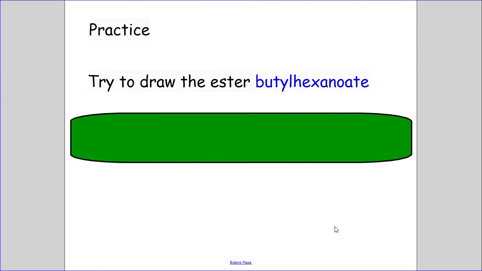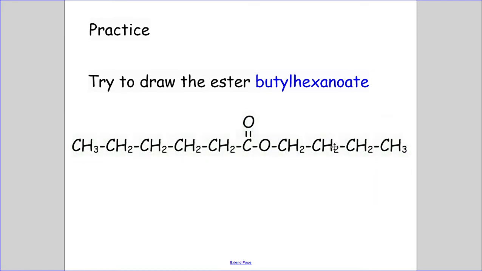So again, pause the video, try to draw this out. Butyl hexanoate. See if you can draw that out and then come back when you're ready. All right, so hexanoate, it's our parent chain, so 6 carbons off the carbonyl compound. Butyl gives us our branch off of the alcohol compound. So 1, 2, 3, 4 off of the alcohol compound, off the oxygen. Double bonded oxygen to this carbon, there's our carbonyl group. 1, 2, 3, 4, 5, and 6 for our hexanoate.